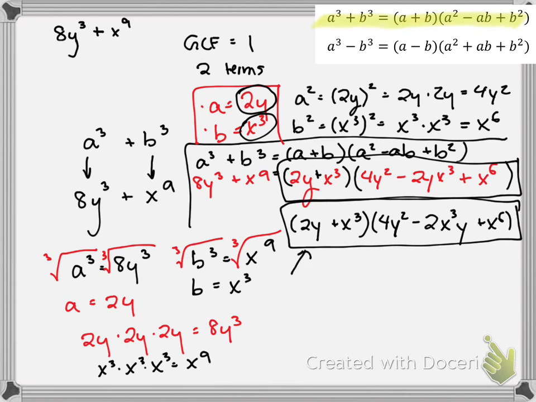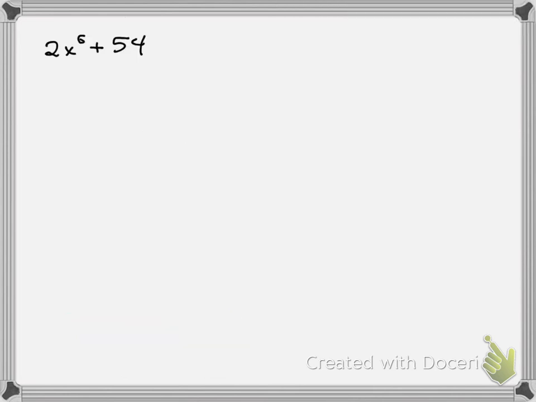All right, let's see if we can fit in one more problem. This time I'm going to do this problem right here. 2x to the sixth plus 54. Well, x to the sixth is a perfect cube, but 2 and 54 are not. So what can we do? Well, remember, our very first step should always be to find our GCF. In this example, our GCF is not 1 anymore, it's actually 2. So the first thing I can do is factor out a 2. So I get x to the sixth plus 27.